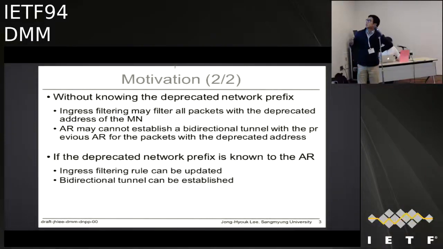So the motivation: without knowing the deprecated network prefix, ingress filtering may filter all data packets with the deprecated address of the mobile node, and the access router cannot establish a dynamic tunnel with the previous access router for data packet forwarding for the mobile node. But if the deprecated network prefix is known to the access router, we can solve the egress ingress filtering problem, and also easily make the bidirectional tunnel.